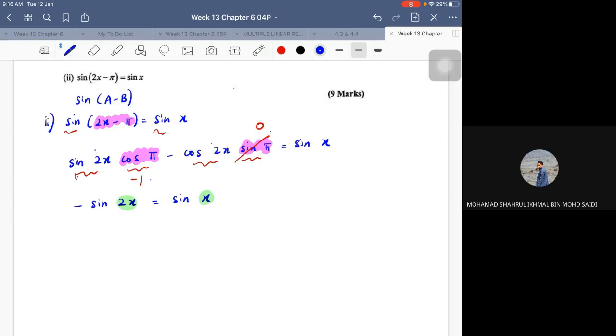We will use a property. According to the property, if we have sin of 2x, this is the double angle formula for sin, it equals 2 sin x cos of x. So we substitute here. So negative sin 2x is negative 2 sin of x cos of x, and it equals sin x. And if you notice, on both sides we have sin of x.